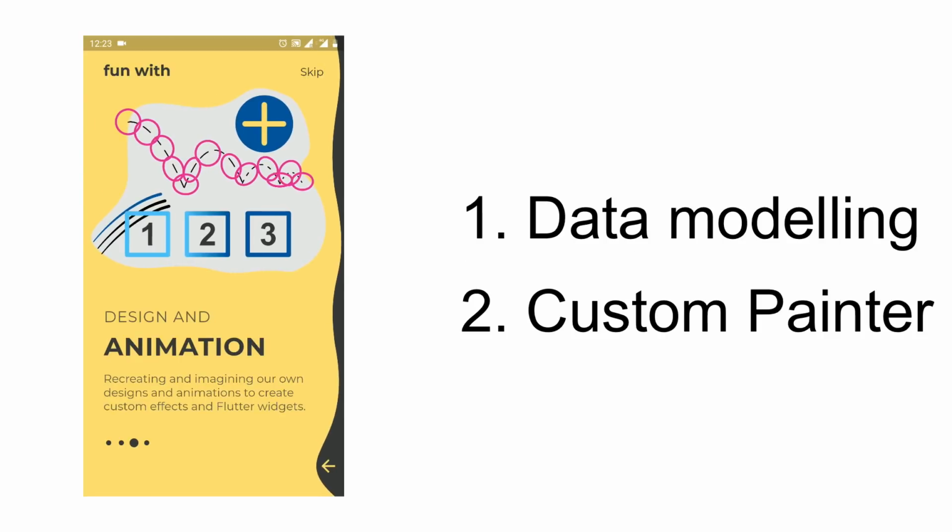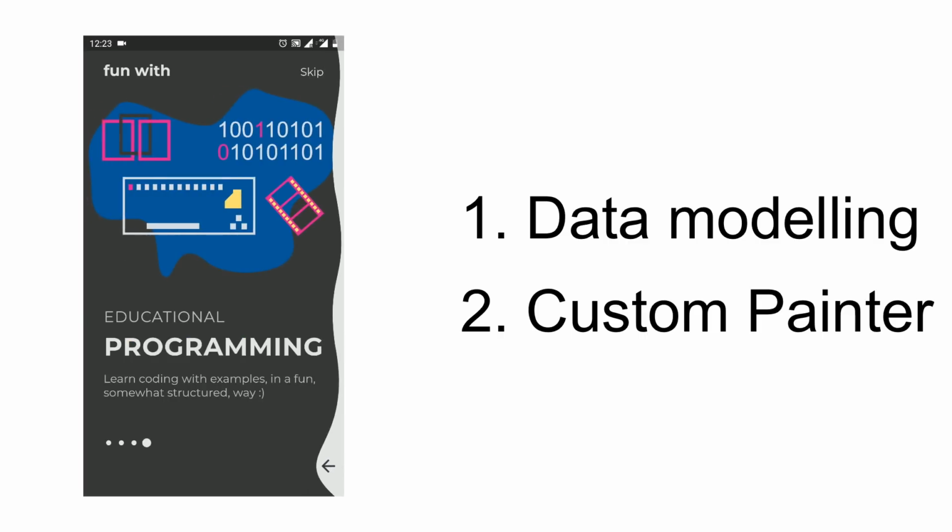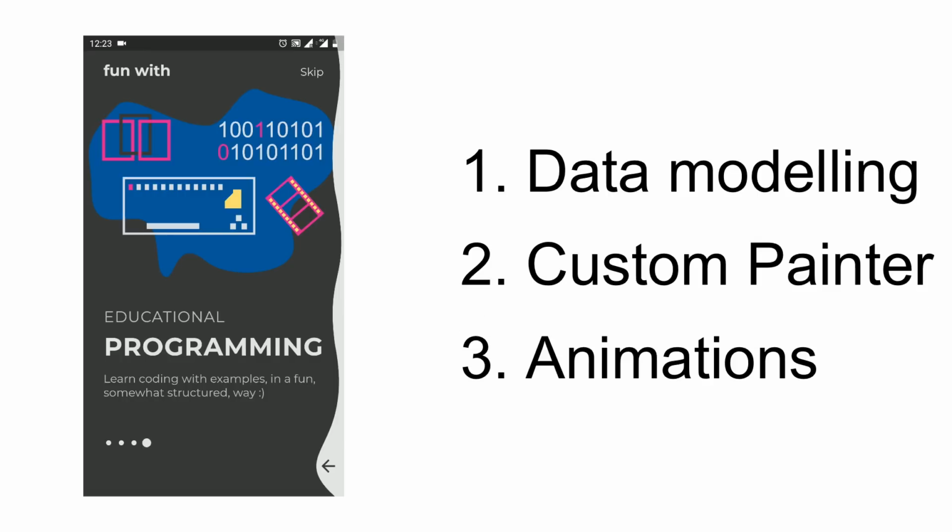a solution for that. Next, I'm also making use of a custom painter to achieve the squiggly drawer you see on the right, and to also do the page indicators to draw what page we are currently on. And then there's obviously some animation going on.